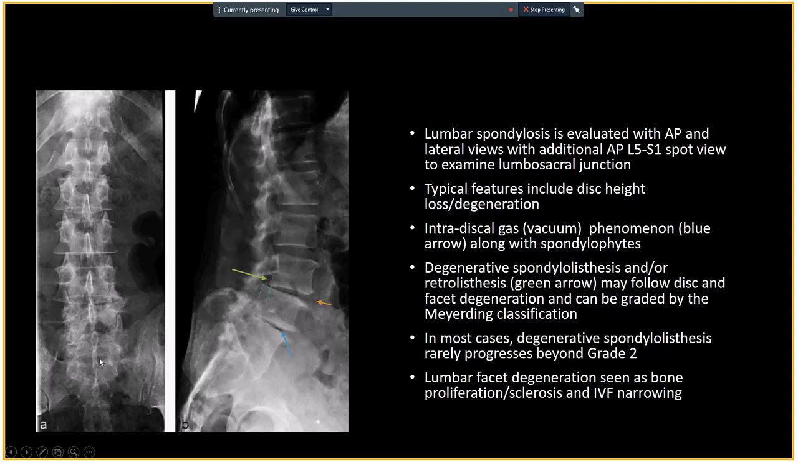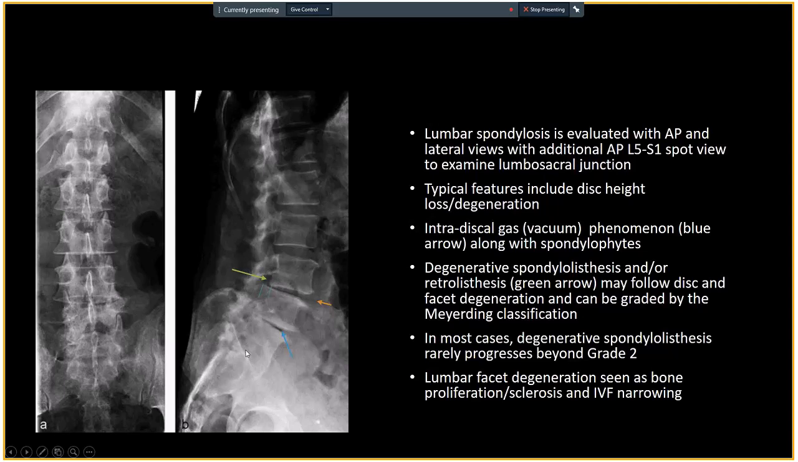On the AP view, you can also sometimes see facet irregularity quite well by roughening, some proliferation of facets, and also sacroiliac joint arthrosis can be noted in this case. Sacroiliac joint arthrosis usually doesn't present major symptoms. Most of the symptoms that patients experience come from the lumbar spine, and the most typical areas that are affected by lumbar disc disease and lumbar spondylosis are usually L4, L5, and S1.